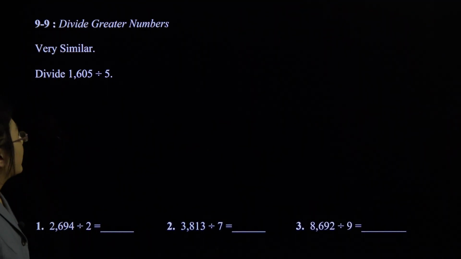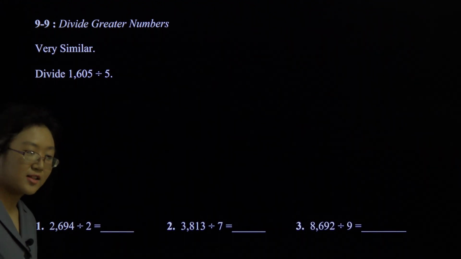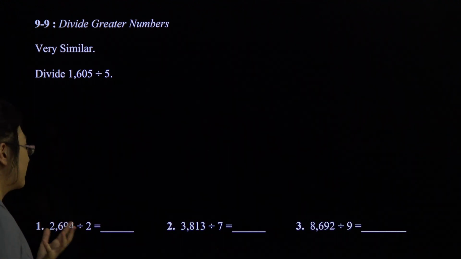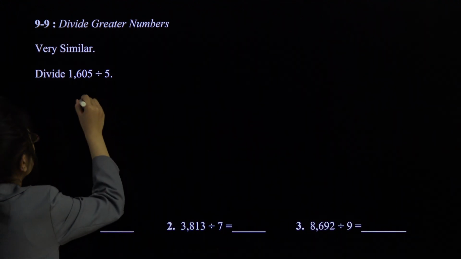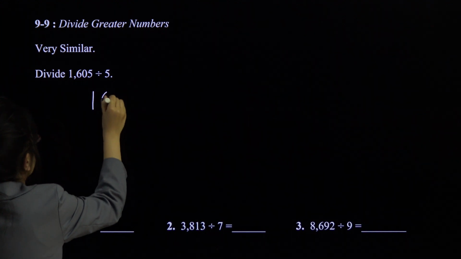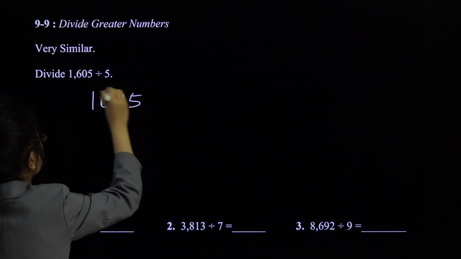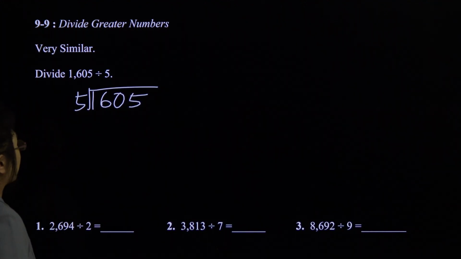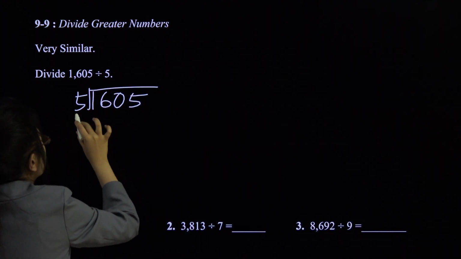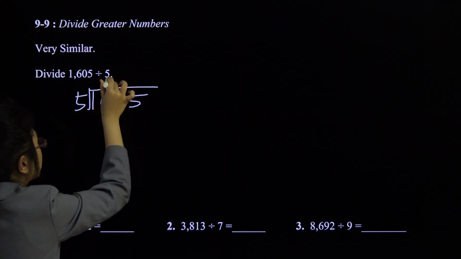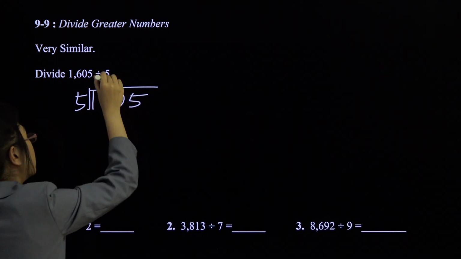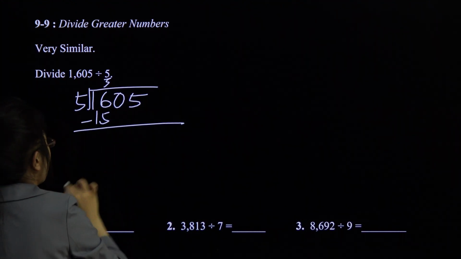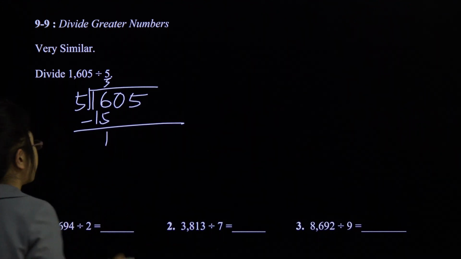Alright, so dividing greater numbers is, again, just like last chapter with multiplication, very similar. It's just that there's more place values. Now, divide 1,605 by 5. So 5 doesn't go into 1, but 5 goes into 16. So we're going to write the first number above the 6 in the 16. That's a 3 because 3 times 5 is equal to 15. And 16 minus 15 is 1.